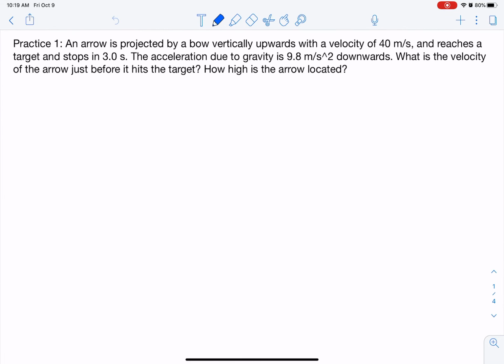So here's our problem. An arrow is projected by a bow vertically upwards with a velocity of 40 meters per second. It reaches a target and stops in 3 seconds. The acceleration due to gravity is 9.8 meters per second squared downwards. What is the velocity of the arrow just before it hits the target, and how high is the arrow located?